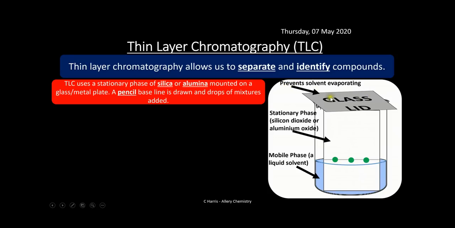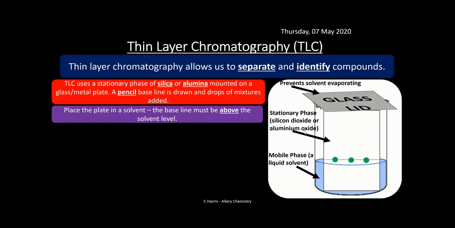We put a glass lid on as well, and this stops any solvents from evaporating out of there. We want to keep the solvents in here and rising up the stationary phase. So what we do is we place the plate in the solvent. The baseline must be above the solvent level.